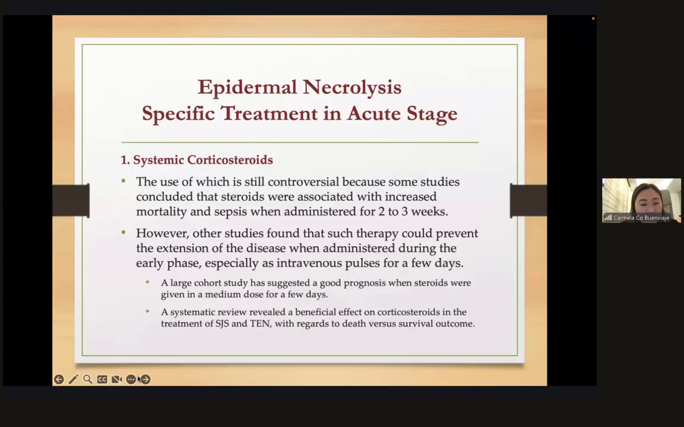Okay? So there's a way of correctly giving systemic corticosteroids. So usually in pulses and only for a short duration.